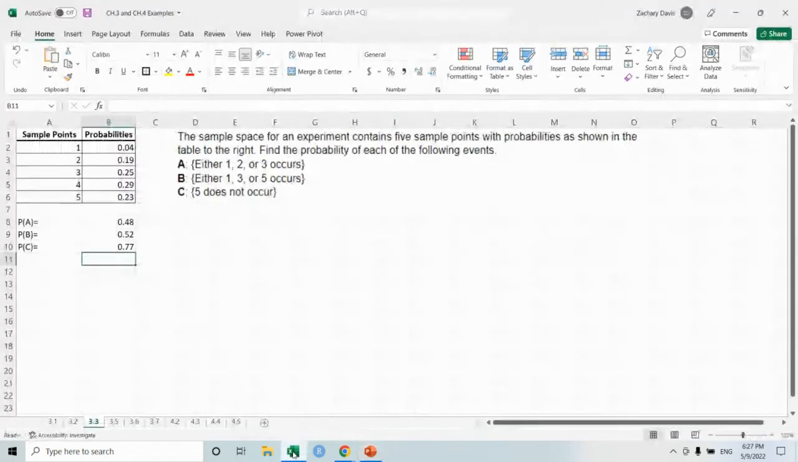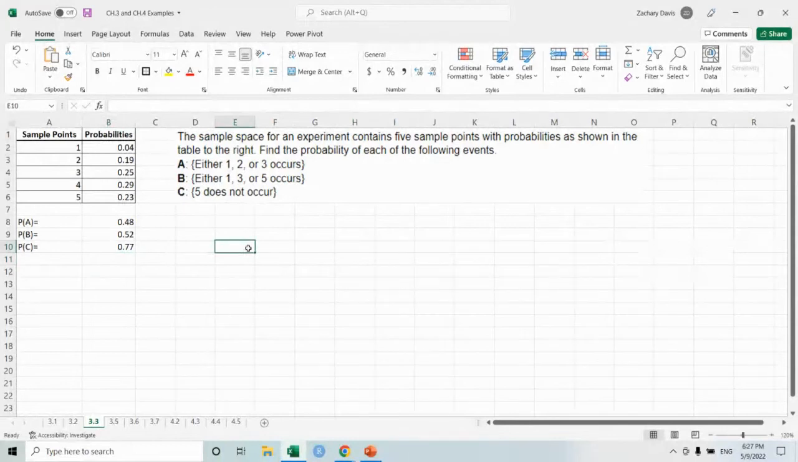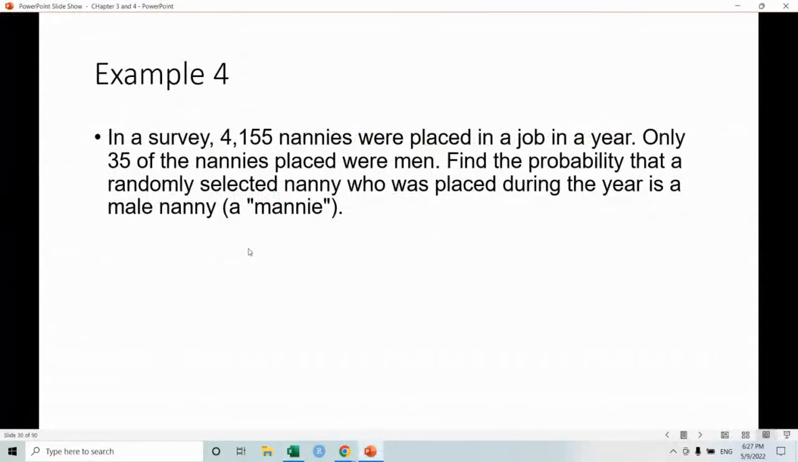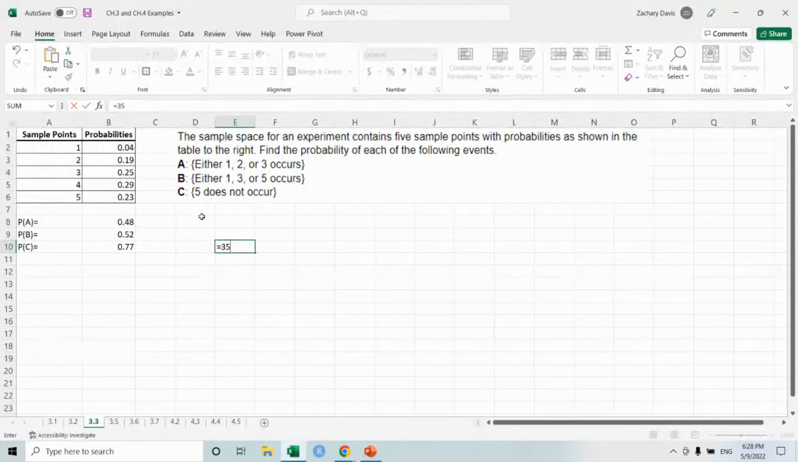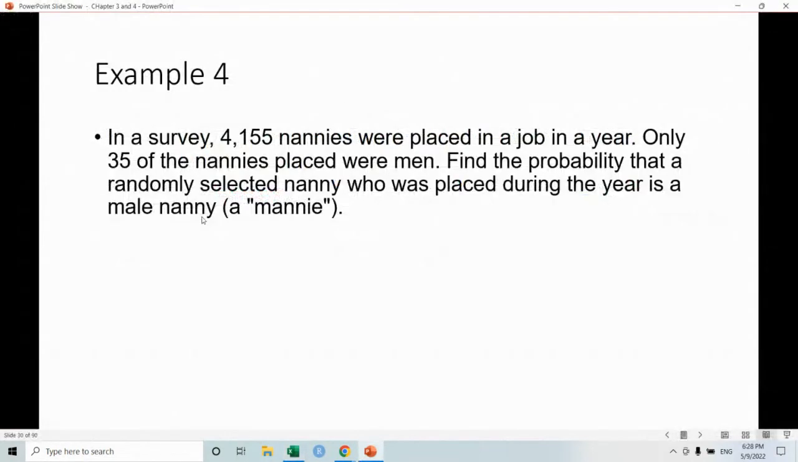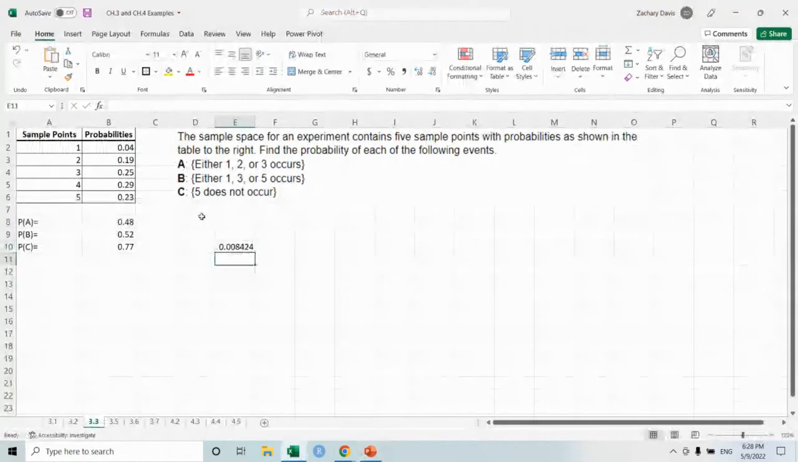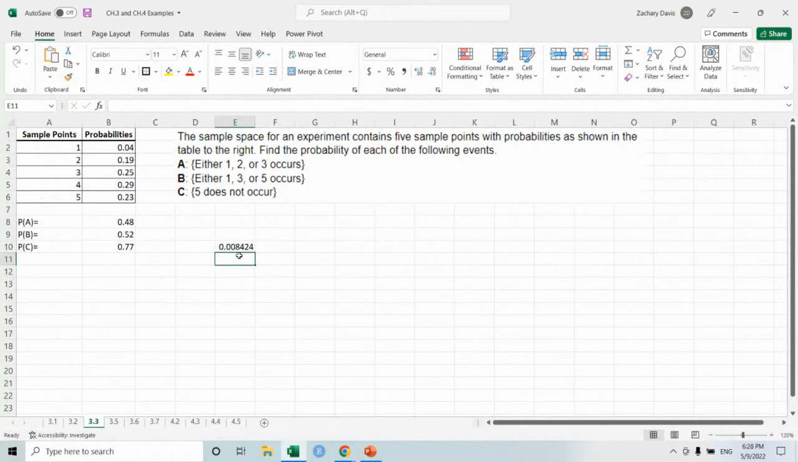So pretty basic. It's just a ratio. I didn't even put a separate tab here. So we just want to know the ratio of a randomly selected nanny being male. So we know only 35 of those nannies were men. So it's just 35 divided by the total. So 0.008. So less than 1% chance that a male nanny is going to show up to your house.